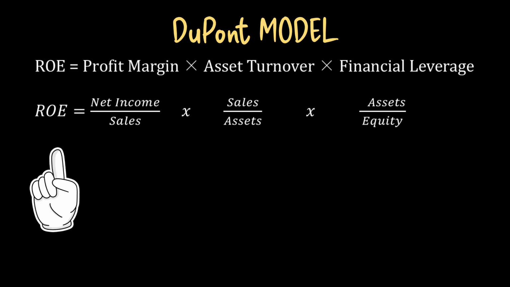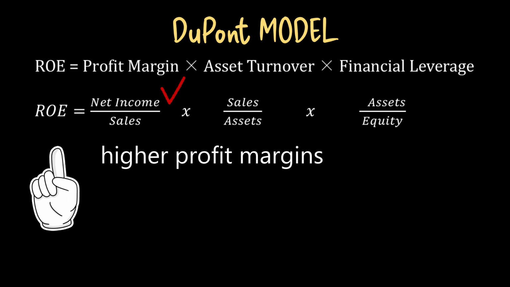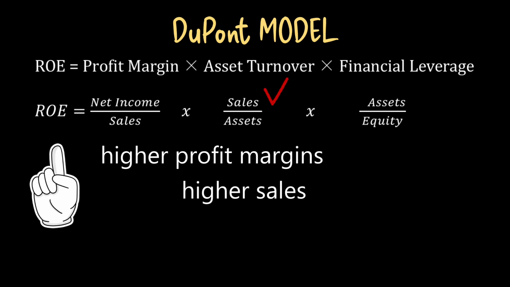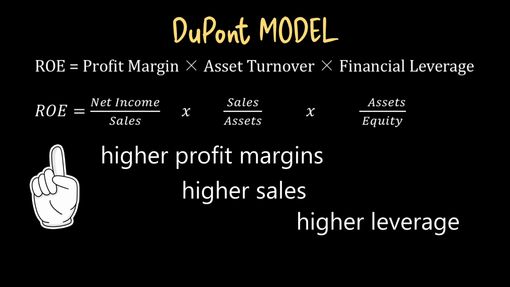So higher ROE can be achieved via higher profit margins, coming from higher net income from sales generated. Higher sales means higher ROE, and those sales are generated by the assets a company has. And higher leverage means higher ROE, meaning a small equity relative to the assets needed to generate high sales will generate higher return on equity. But the logic is clear.